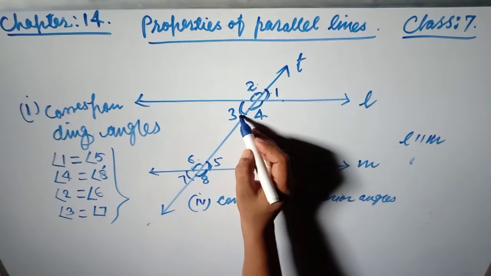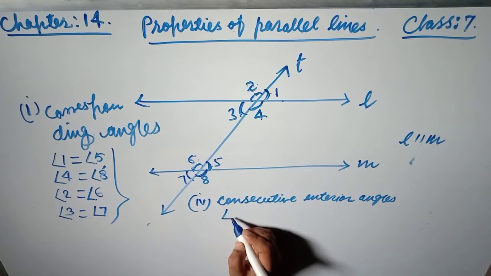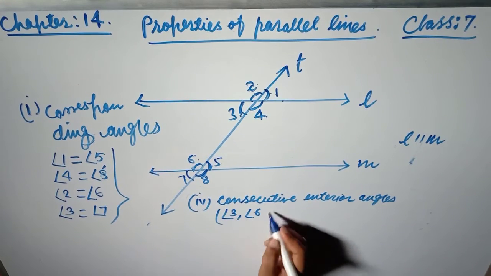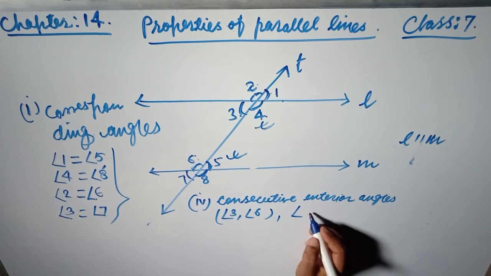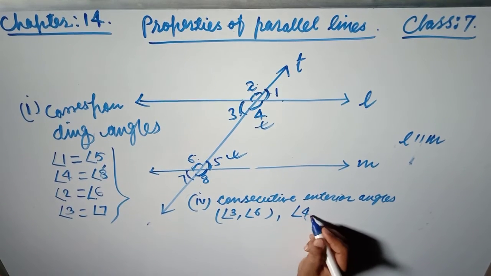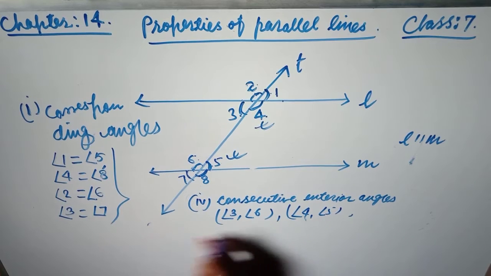See friends, angle 3, angle 6, angle 4 and angle 5 are the consecutive interior angles, okay.